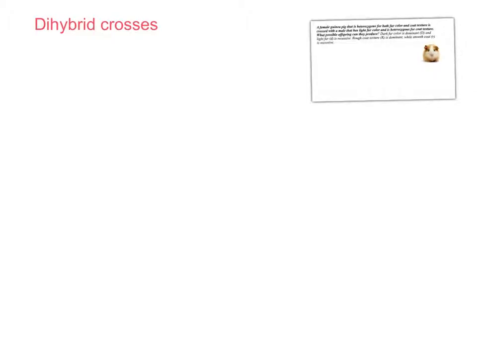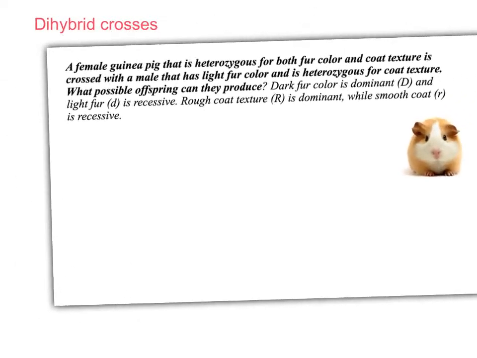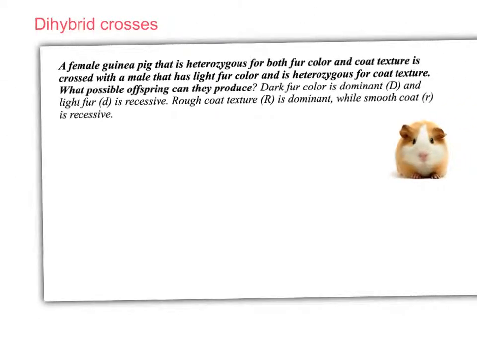Let's do some practice with dihybrid crosses. In this problem right here, we're going to look at two traits and the inheritance of those traits. A female guinea pig that is heterozygous for both fur color and coat texture is crossed with a male that has light fur color and is heterozygous for coat texture. And we want to see what possible offspring they can produce.